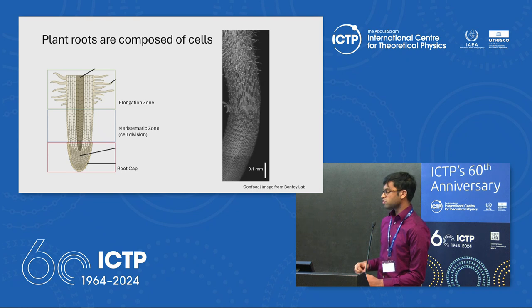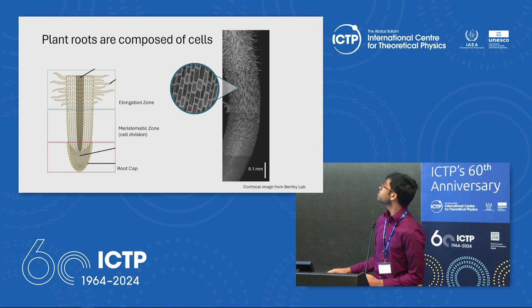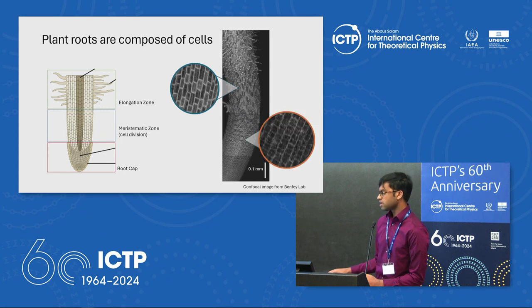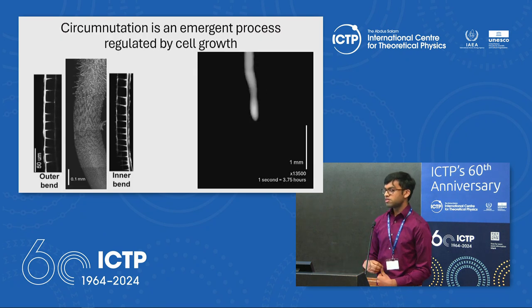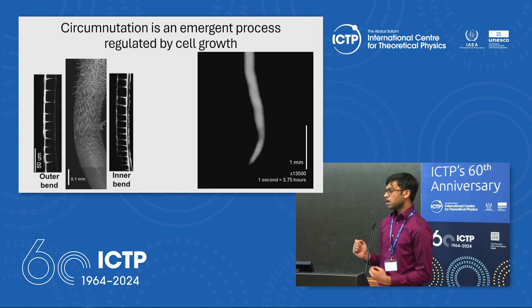We can compare this to a real root. This is a confocal image taken at the Benfey lab. And if we zoom in on a couple of these spots, we can see that above, the cells are more elongated, while below the cells are much shorter. So we can identify where the elongation and meristematic zones are in the root. So the idea here is that circumnutation has to be regulated by the cell growth.